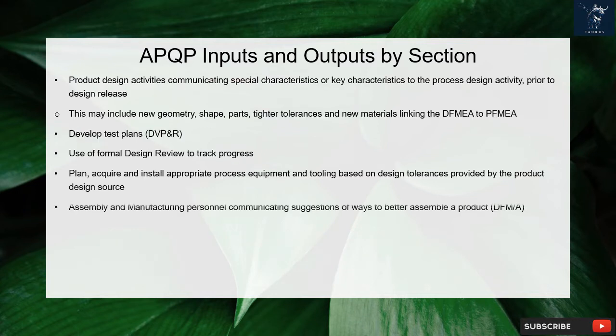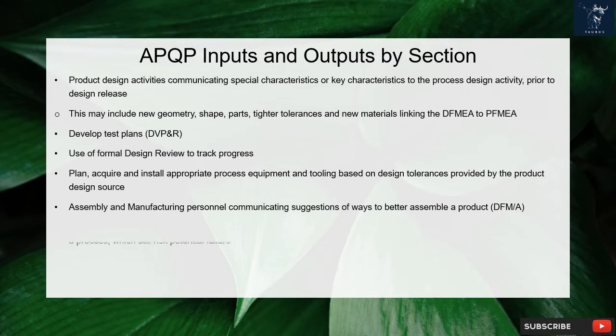Product design activities, communicating special characteristics or key characteristics to the process design activity. Prior to design release, this may include new geometry, shape parts, tighter tolerances and new materials. Linking the DFMEA to PFMEA. Develop test plans, DVP and R. Use of formal design review to track progress plan.